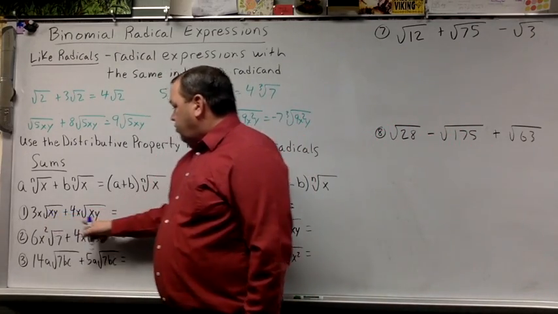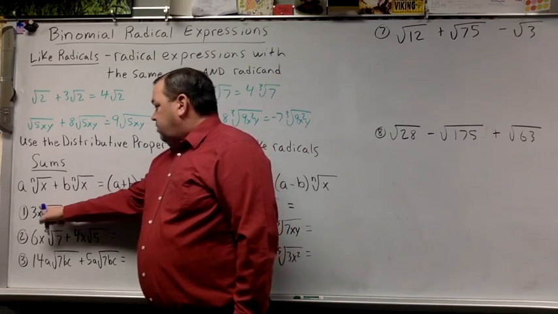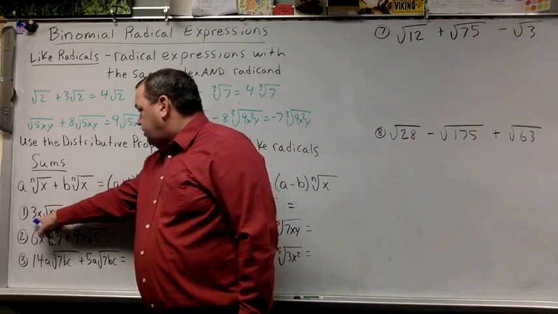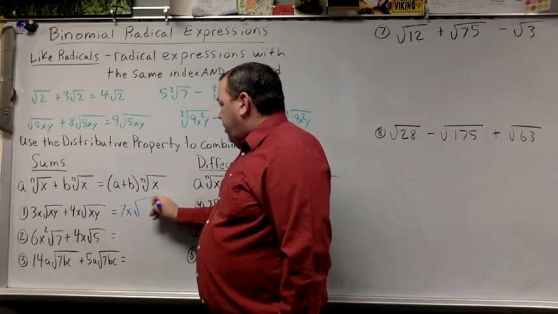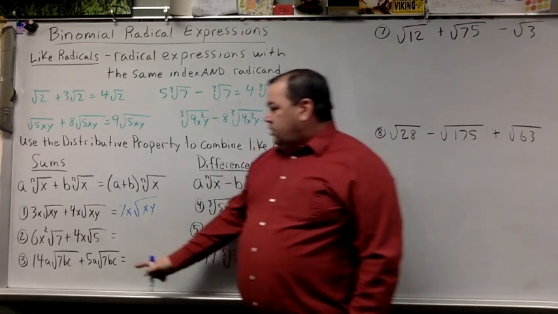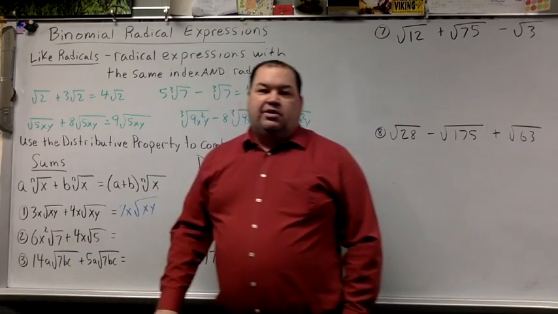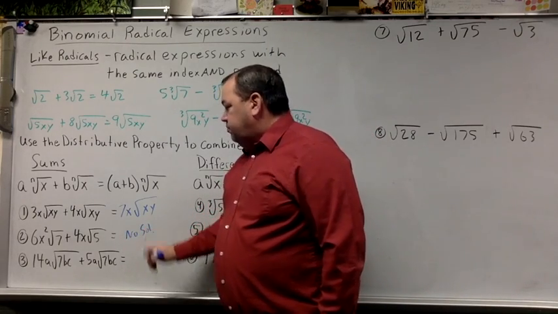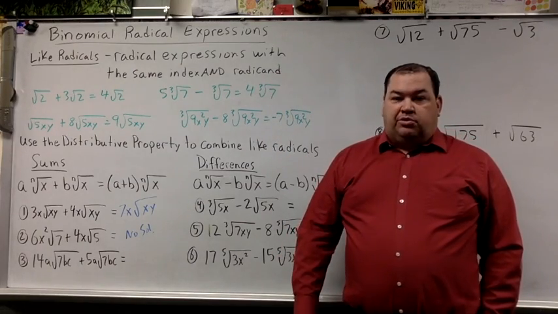Looking at this one, I notice that underneath the radical is an xy, so the radicands are the same. These are definitely both square roots, so we're going to add the numbers in front. I have 3x plus 4x, that gives me 7x. The radical itself does not change. On number 2, they're both square roots, that's good, but I see that this is a 5 and this is a 7. Because those radicands are not the same, I cannot do this problem. You can't combine those. Those are not like radicals or like terms.